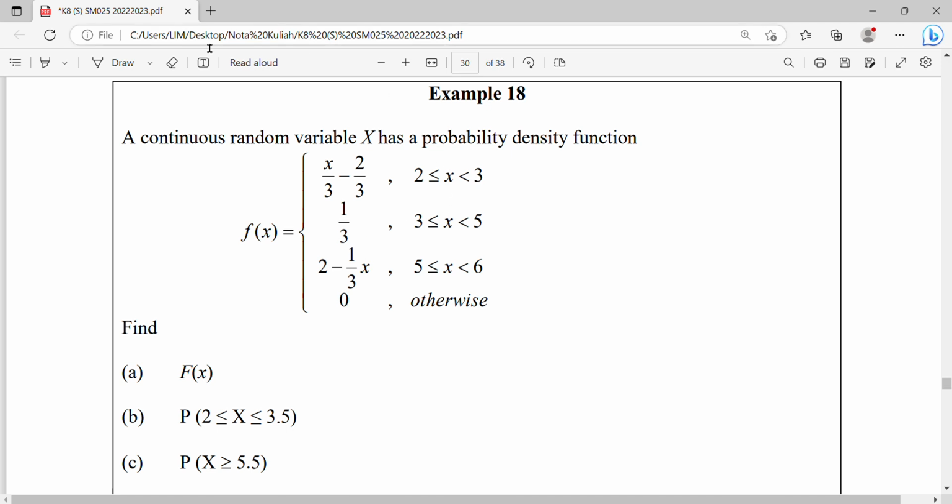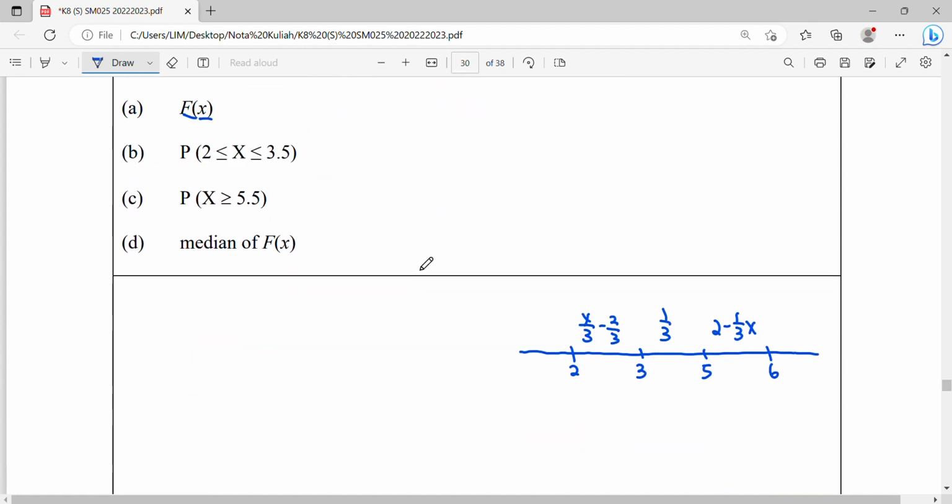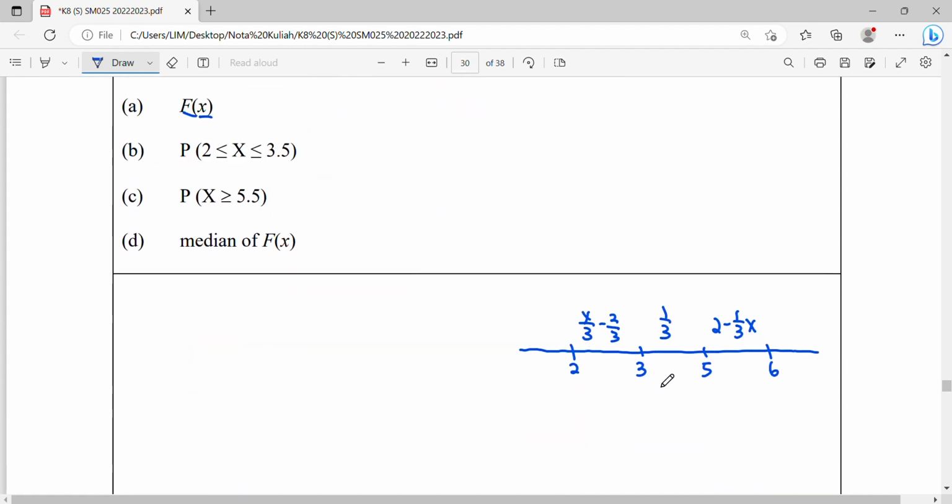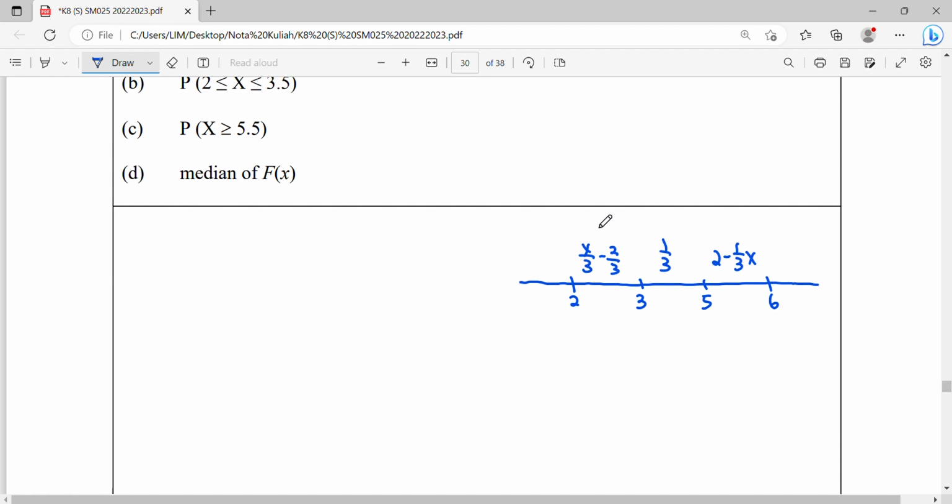Okay, so given your continuous random variable have probability density, maksudnya f kecil lah. For the first question, find F besar. So we have to accumulate this area. We have to accumulate this probability interval by interval. So we write out our interval. So this is our interval function f kecil.